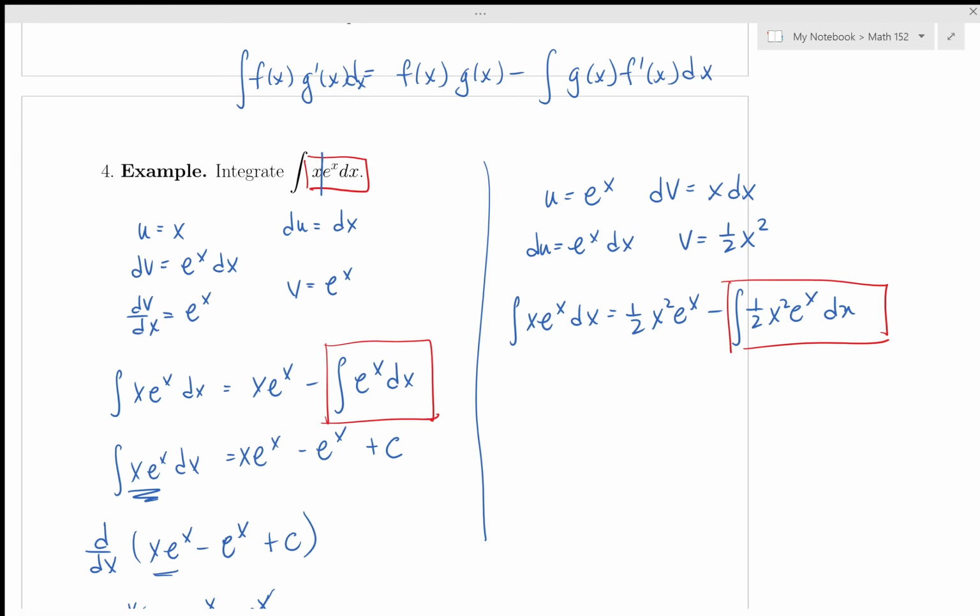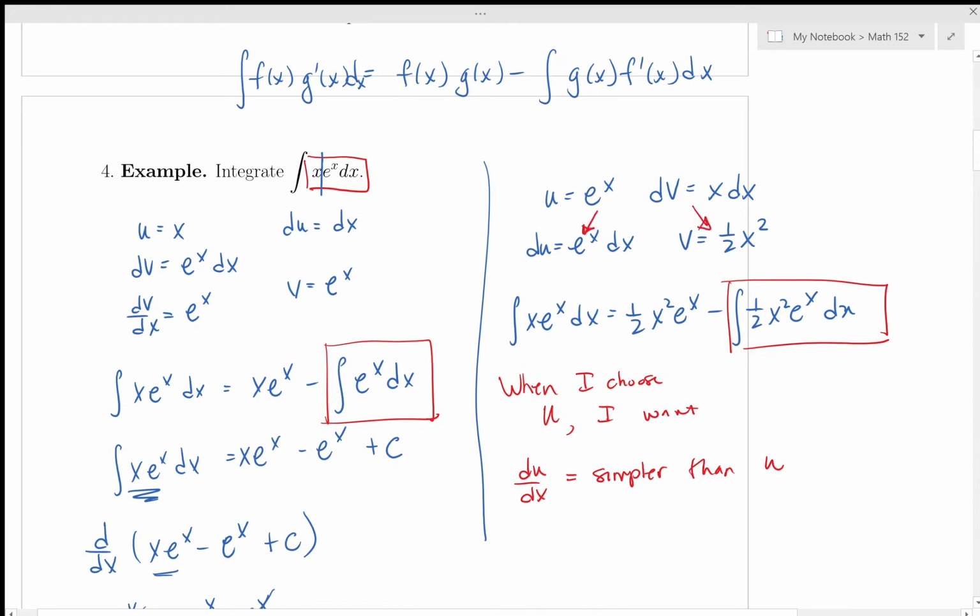So this is a key indicator. If you don't choose the parts properly and you end up with something more complicated, that's when you should think, maybe I should make a different choice. So really, when I choose u, I want du by dx to be something simpler than u. Okay, so this didn't happen here. This stayed a similar complexity, and then when I integrated, it got worse.